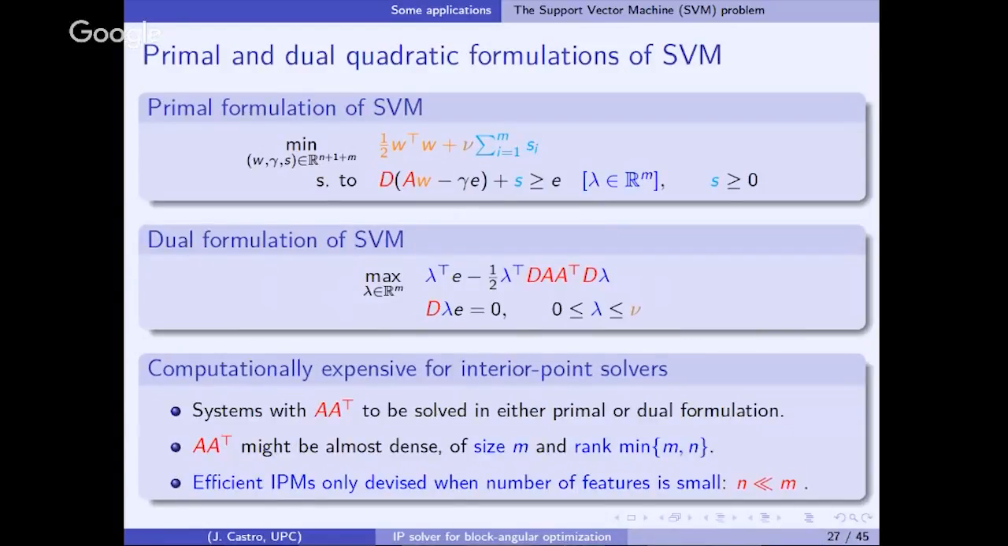I'm not going to enter into this, but if you want to solve that problem, you have to solve either this primal formulation or this dual formulation. That's the primal formulation of the support vector machine. Which are the optimization variables in support vector machines? W is the normal vector of the hyperplane, and gamma is the intercept, the independent term of the hyperplane.